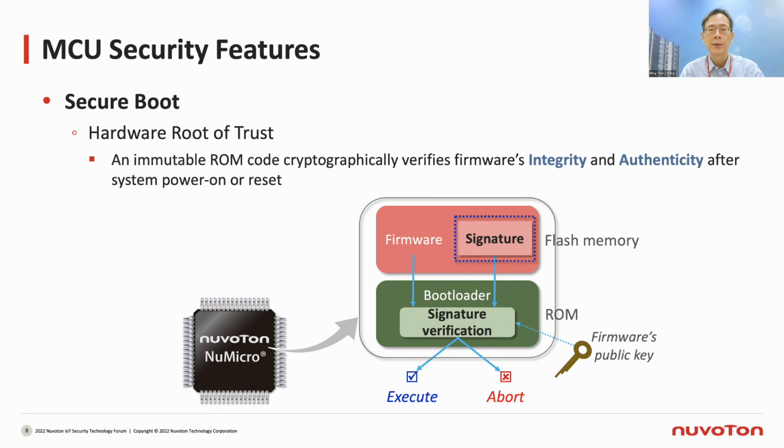The first security feature is secure boot. There is an immutable ROM and a flash memory inside the MCU. A piece of boot code is stored in the ROM. It is called the secure bootloader. Flash memory holds the application's firmware and its digital signature. After power on or reset, the MCU first executes the secure bootloader. The secure bootloader will use the preloaded firmware's public key to verify the digital signature of the firmware in flash memory.